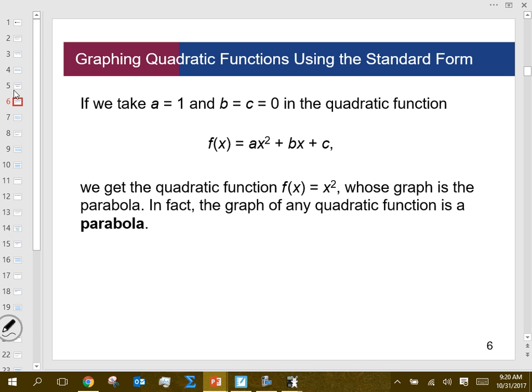You guys know that if I take the quadratic form, and I let a be 1, and I let c be 0, and I let b be 0, I get f of x or y equals x squared, right? And you know what that looks like. You know what that parent function is. Vertex is 0, 0, has a point on 1, 1, a point on 2, 4, negative 1, 1, and negative 2, 4. And you can repeat that process to find as many points as you need. So you know what x squared looks like.